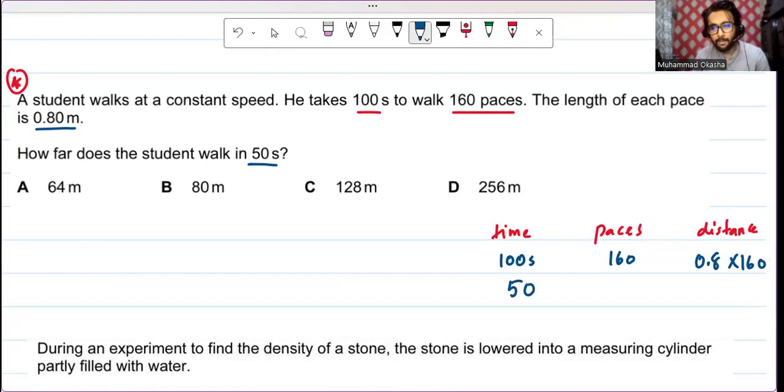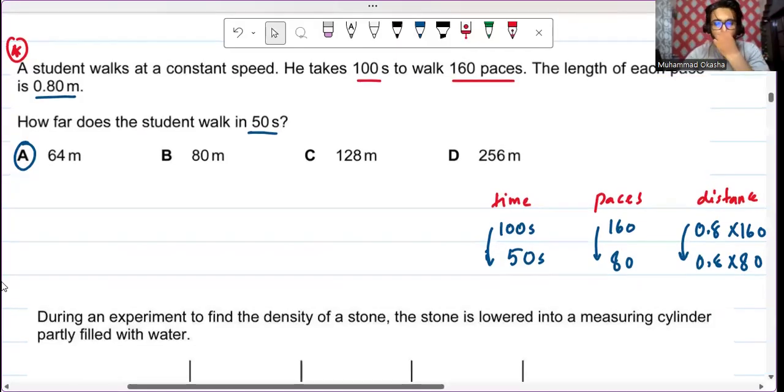So I'll divide everything by half because 50 is half of 100, right? So how many paces would he cover? He would cover 80 paces, right? And this distance would be 0.8 times 80. Let's work it out. I think 64. Let's see. 0.8 times 80. It's going to be 64 meters. Okay, I hope it makes sense.